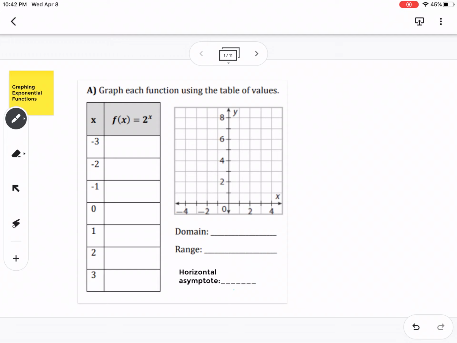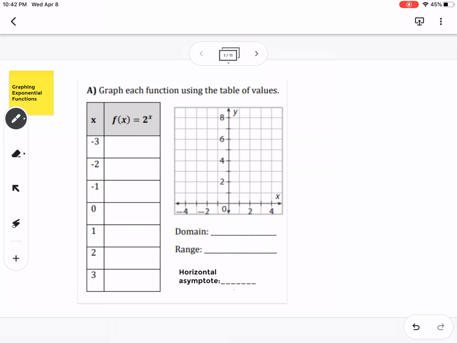Hi guys, today's lesson is on graphing exponential functions. You've seen the graphs, you know growth, decay, you've figured out how to shift things, you've done a lot. So this is the last part of this unit, and after break we will have a test or quiz, and then we're going to move on to logs.